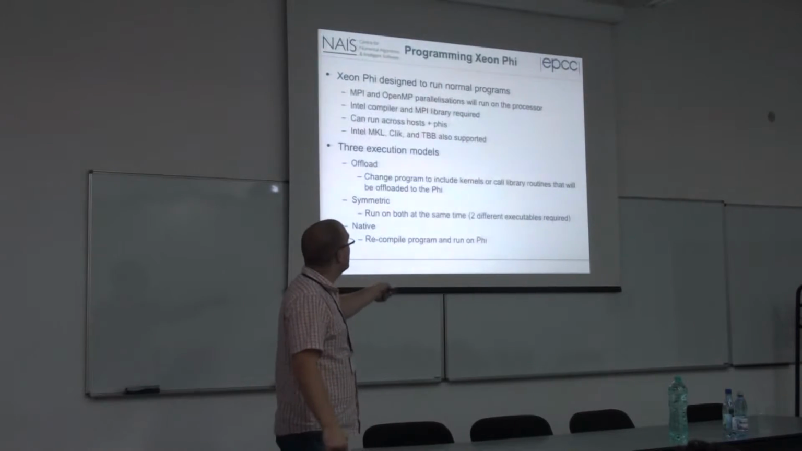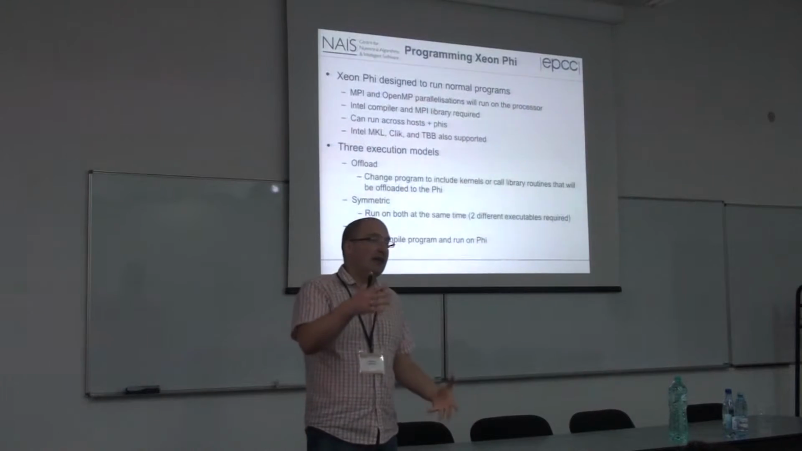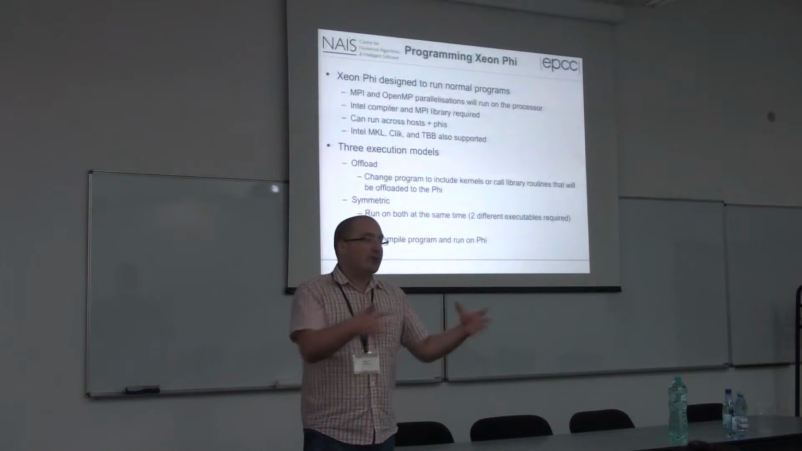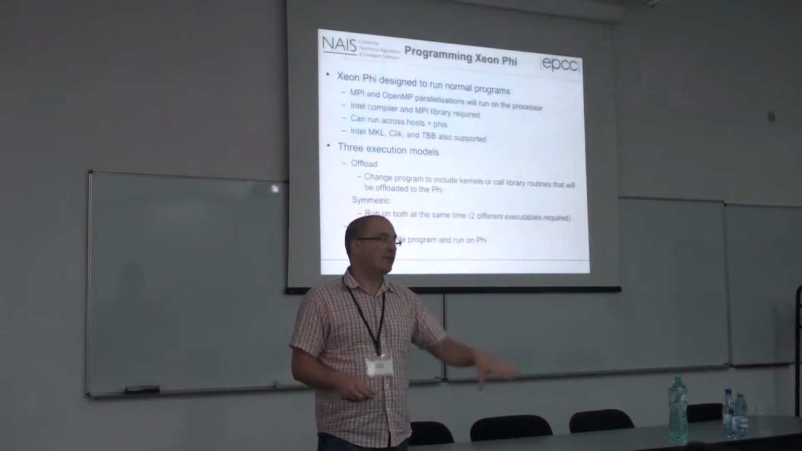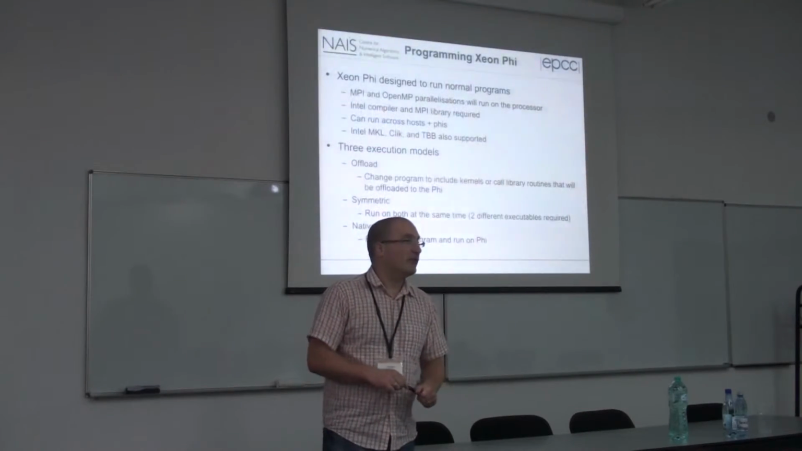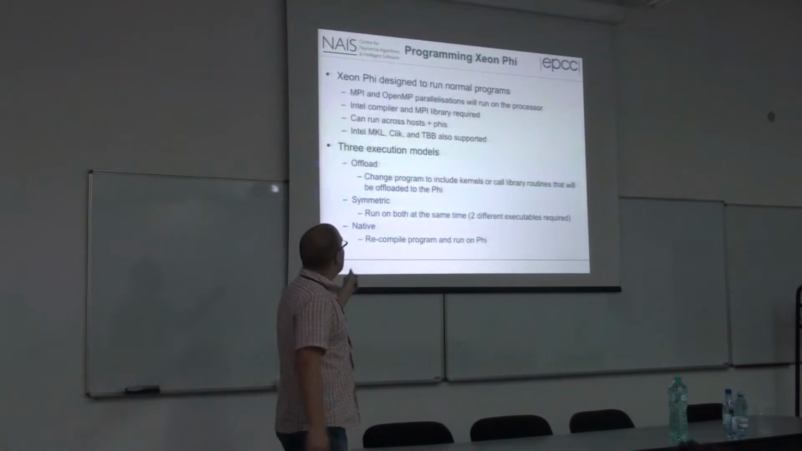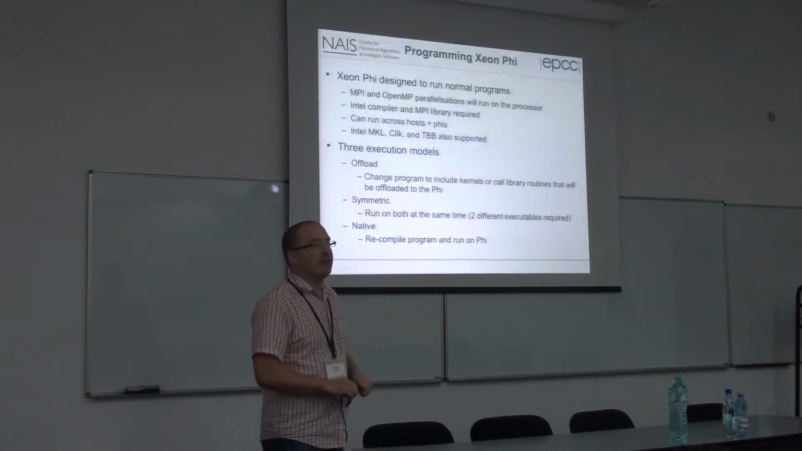There's something called offload, and this is much more like GPU programming. This is where you say, here's a kernel, I want you to run that on the Phi whilst my main program is normally run on the CPU. So you compile your main program for CPU, it generates some offload kernels and it runs them separately on the Phi, and you have to control the data backwards and forwards movement. And then there's symmetric, which is you can run across both CPU and the Xeon Phi at the same time.